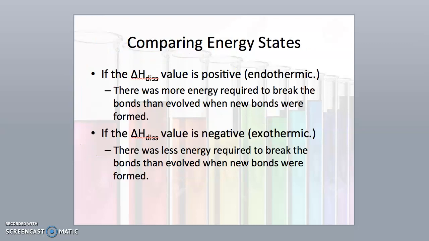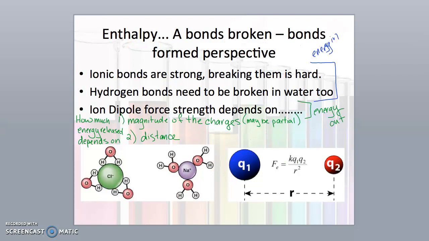If the value is positive, it just means that it took more energy to break the bonds than what evolved when the new ones were formed. The opposite is true if the delta H value is negative, or if it's exothermic. That just means that there was less energy required to break the bonds than the amount of energy that was given off when the new bonds were formed.